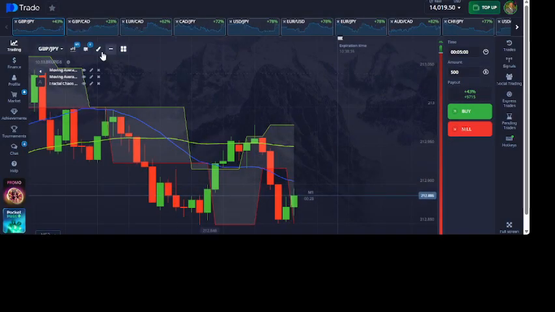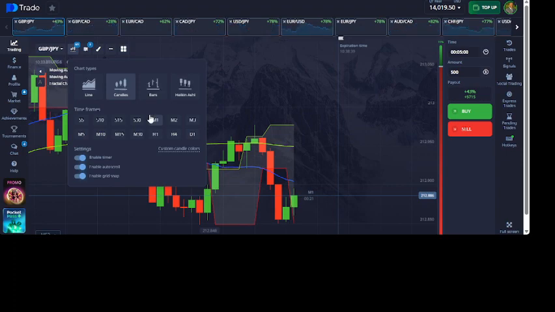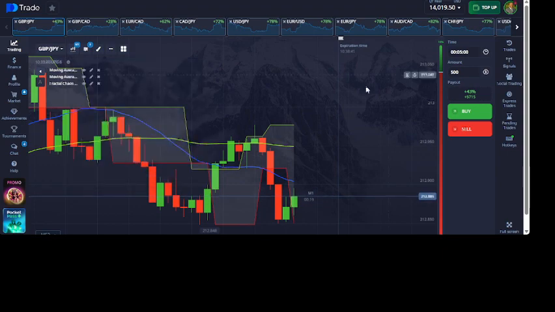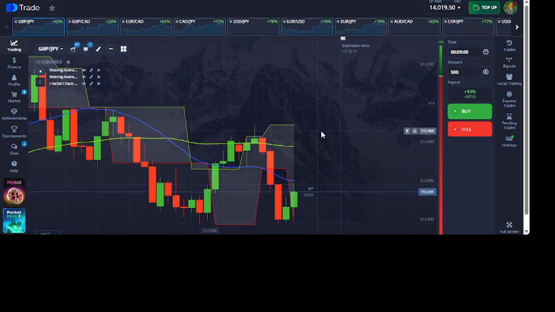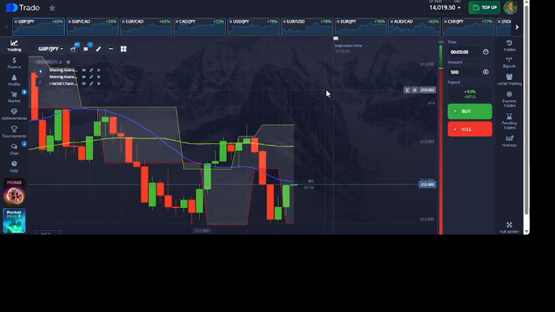And for my candlestick charts, I've set the candles to 1 minute, regular Japanese candles. So each of these candles is 1 minute. And for my trade timer, I've set the trade timer to 5 minutes. So I'll be looking at 1 minute candles while taking 5 minute trade expiries. Okay, so what I'm going to do now is I'm going to pause the video and look for some setups.